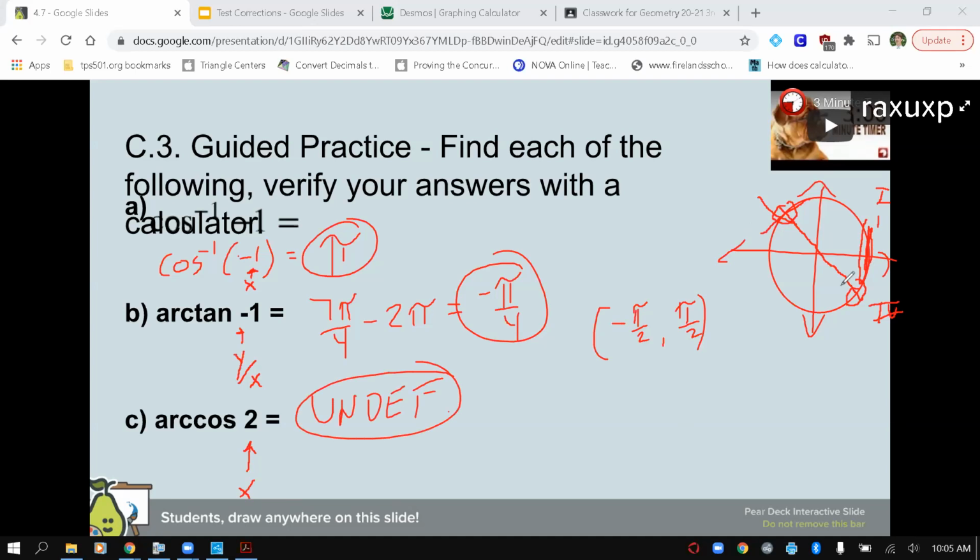Questions about that? Okay. There's one more thing on the homework that reviews transformations. If you need help with that, it's in the lecture notes that you can check out.